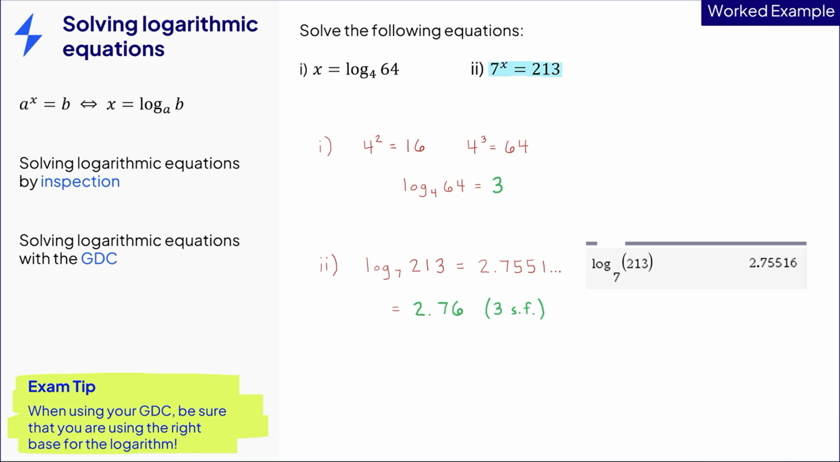Something else to be aware of is it might be possible to solve equations like this using your calculator's equation solving function, in which case you might do something like this. So you can just put the equation 7 to the power of x equal to 213 into the equation solver, ask it to solve for x, and the calculator will give you the answer.